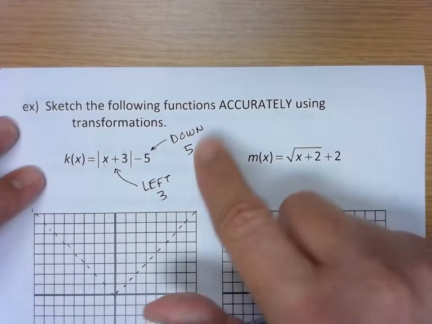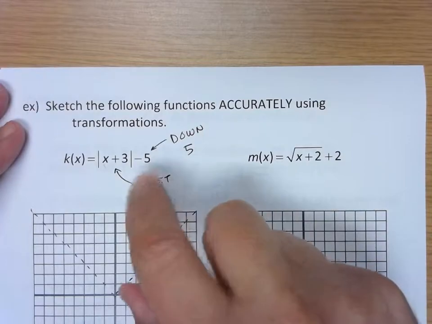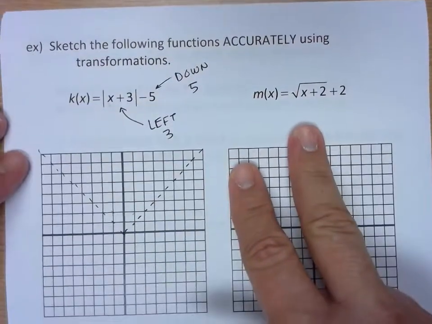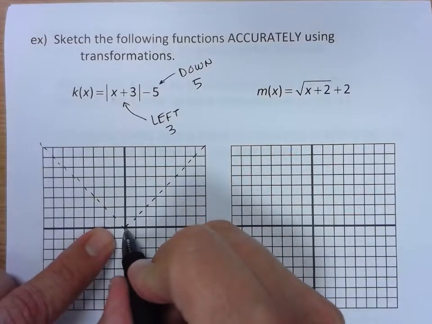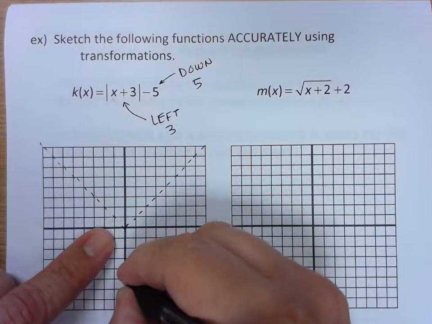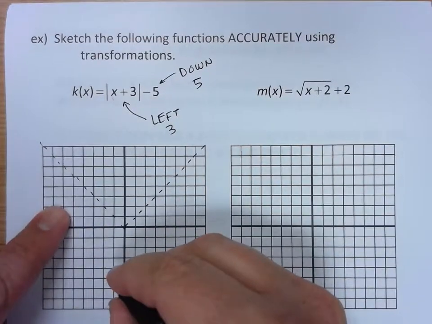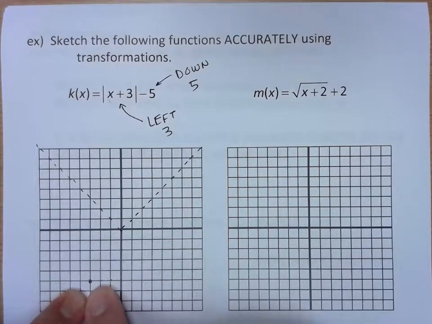So now these can be done in either order. You can do down first then left, or you can do left first then down, because it will still take you to the same point. So what you might want to do is start with the origin point. If you go down 1, 2, 3, 4, 5, and then left 1, 2, 3, this is where the new origin point is going to be.